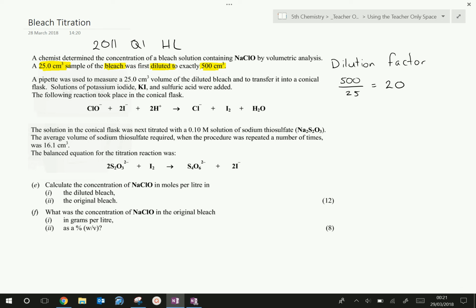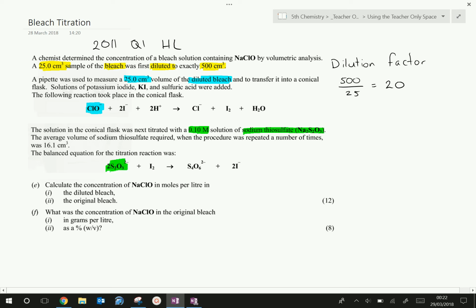So a pipette was used to measure a 25 ml volume, so 25 ml of diluted bleach. That's this chemical here, the hypochlorite, and transferred into a conical flask. Solutions of potassium iodide and sulfuric acid were added. The following reaction took place in the conical flask. The solution in the conical flask was titrated with a 0.1 molar solution of sodium thiosulfate.